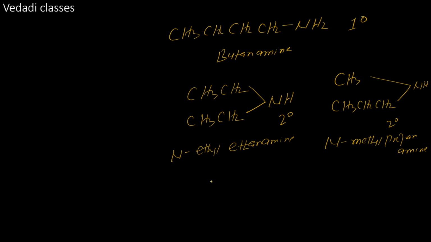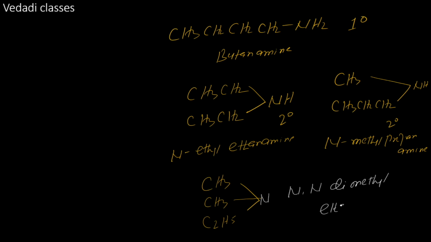Now we can also give the example of a 3 degree amine having 4 carbon. So it's CH3, like CH3, and put C2H5 over here, with N over here. So it is N,N-dimethylethanamine. So this is a 3 degree amine.